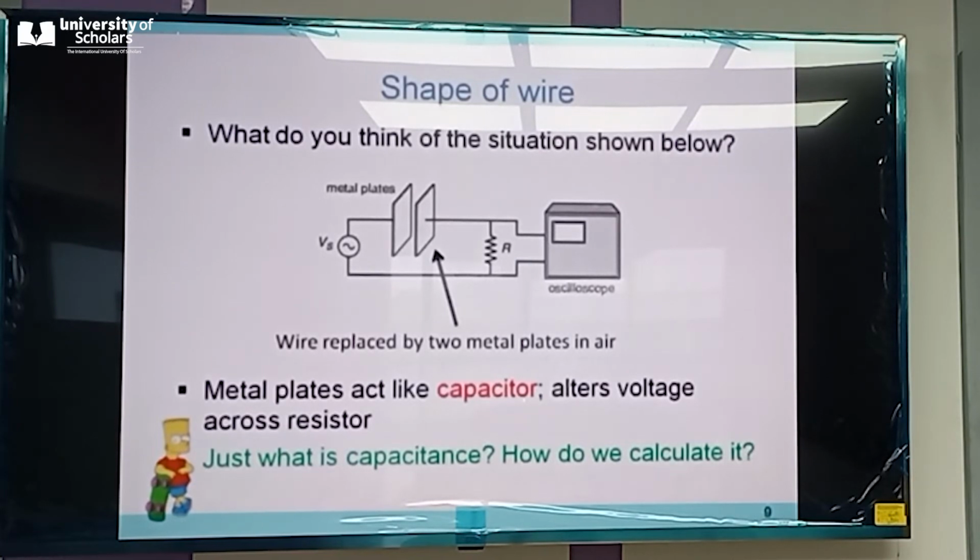Now we apply a certain voltage from our function generator. And what do we expect to see at the output of the resistor? Clearly, there is no continuity of the wire between the two plates over here because the wire is broken, right? However, we do know that this situation is exactly that of a capacitor, which again comes back to the same question: just what is capacitance and how do we calculate it?